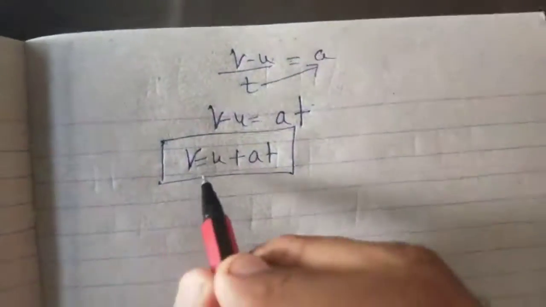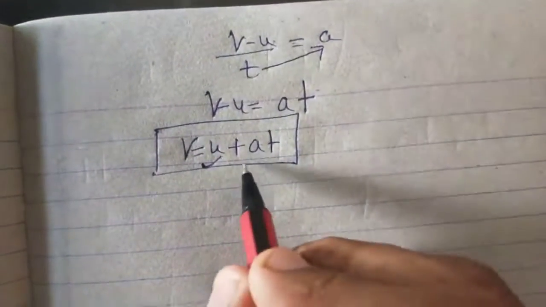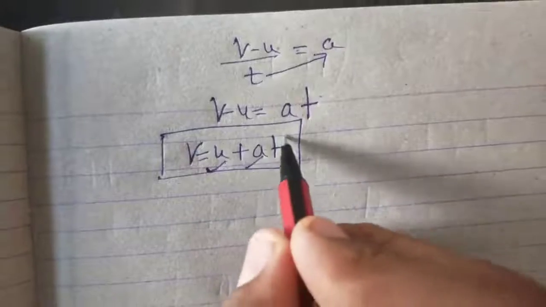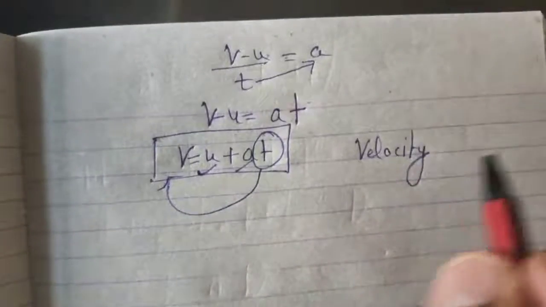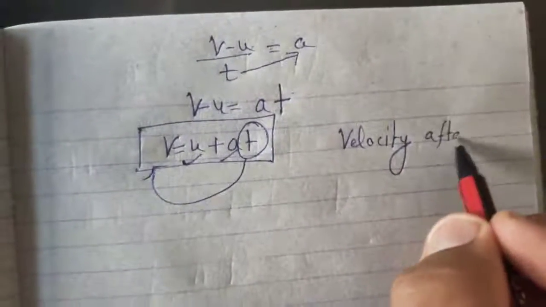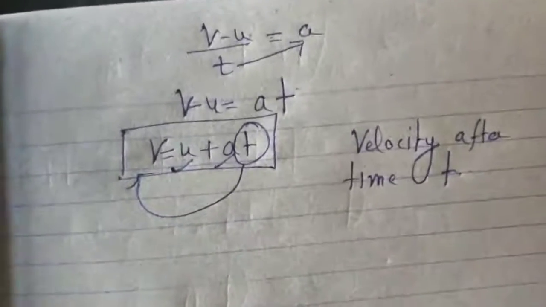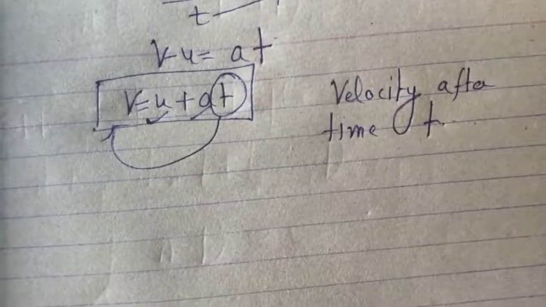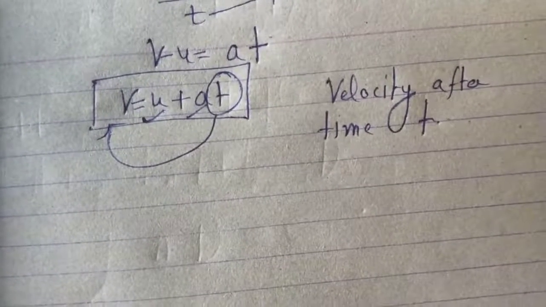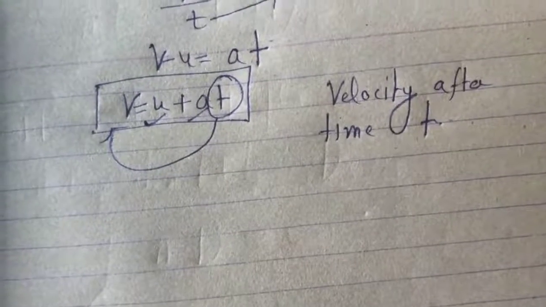So if our car was moving with u initial velocity and it is having acceleration of a, after time t its velocity will be v. So we have calculated the velocity after time t of an object which is moving with acceleration a, like this.